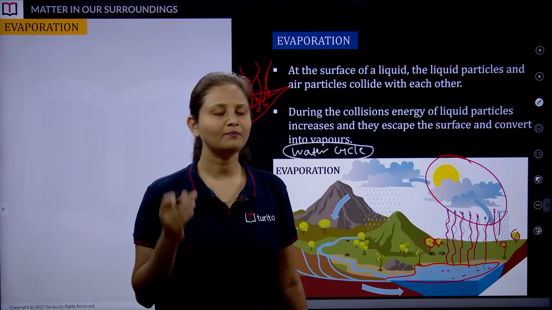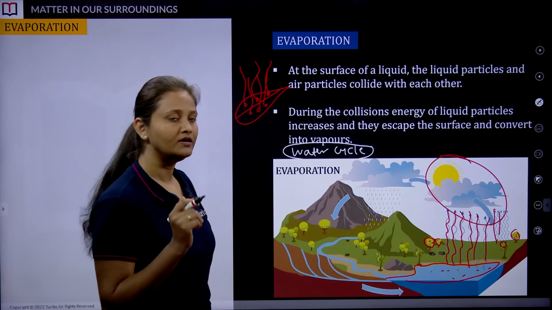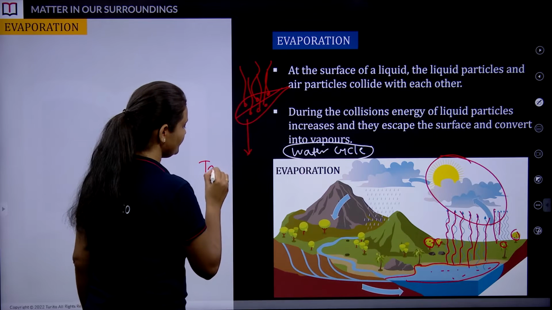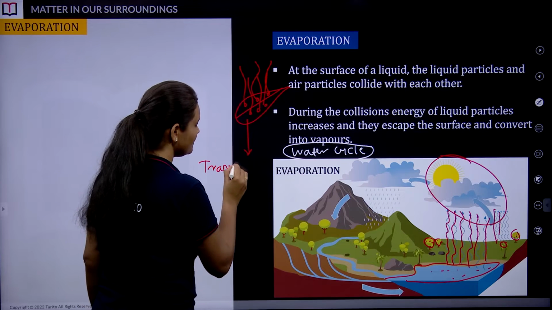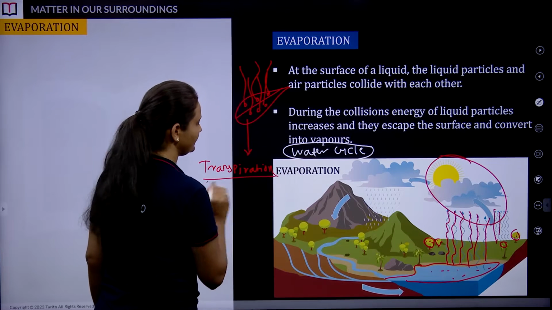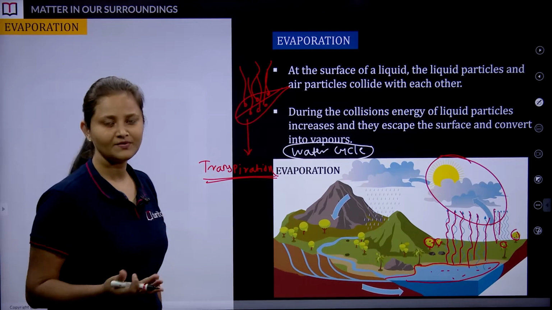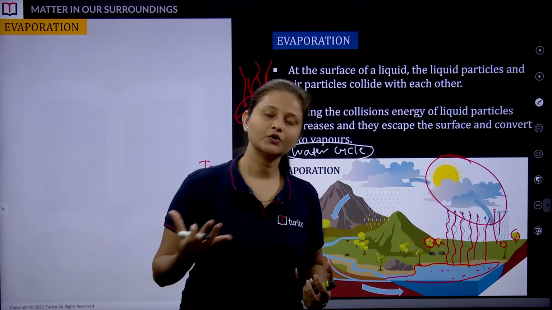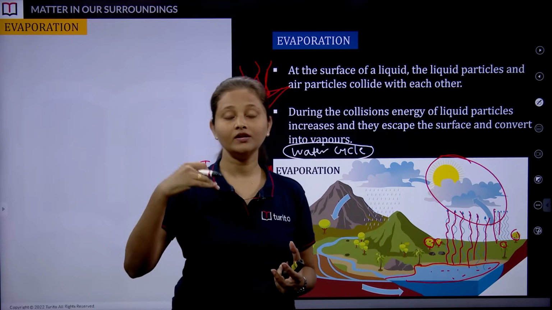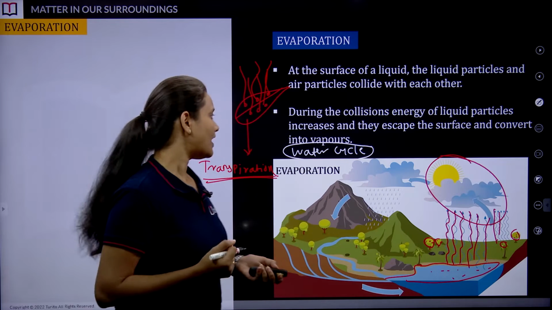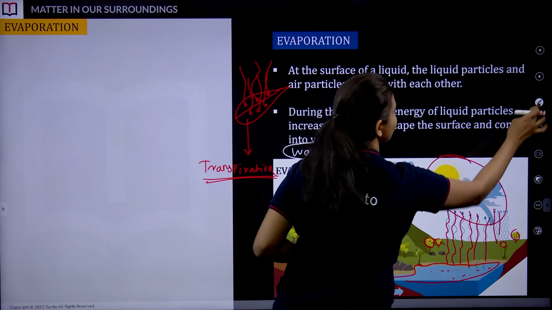Can anyone tell me? I'm sure you all must have learned about it, right? Okay, let me help you here. So we have the process known as what? Transpiration. Can you all recall it? So it has a specific name. Transpiration is nothing but evaporation, or the water molecules which are present on the surface of the leaf getting what? Evaporated. They are getting volatile. All right. So I hope you all have got this. Let's move ahead.